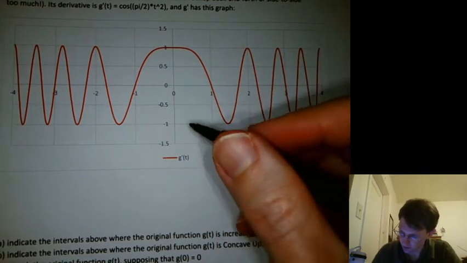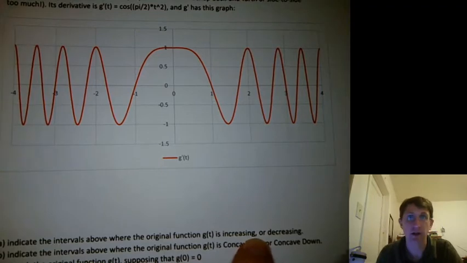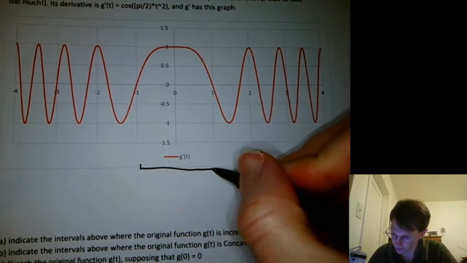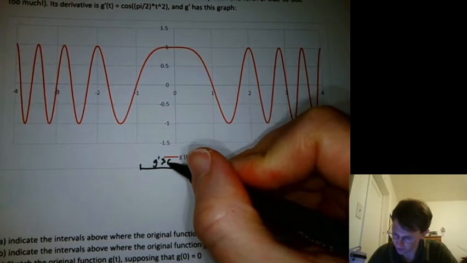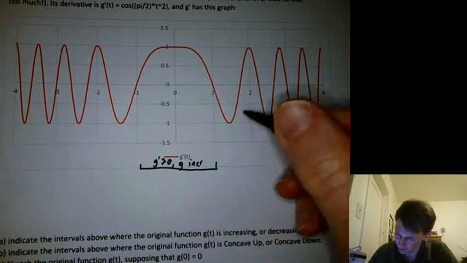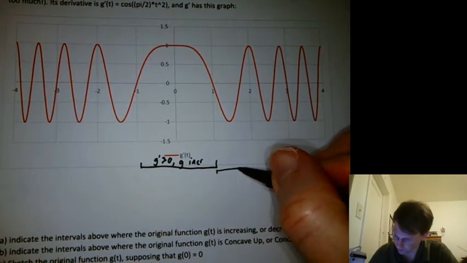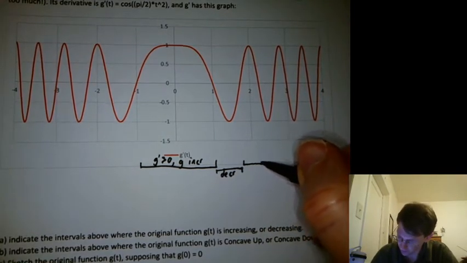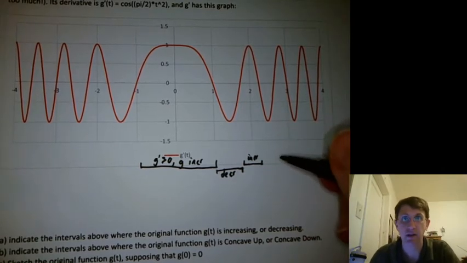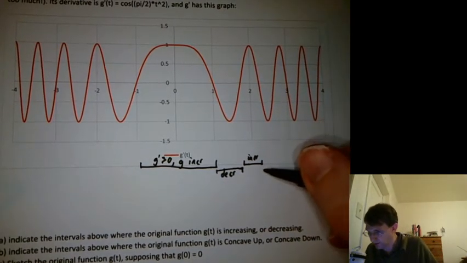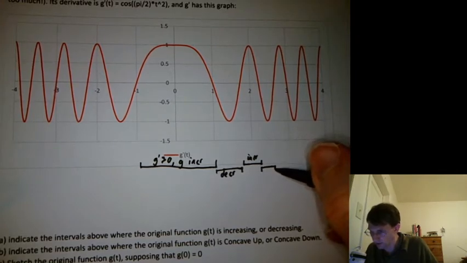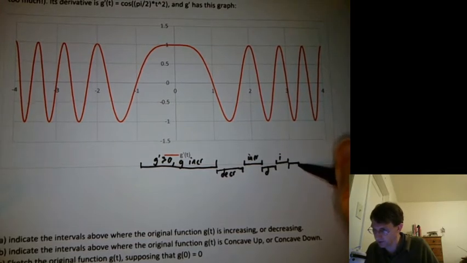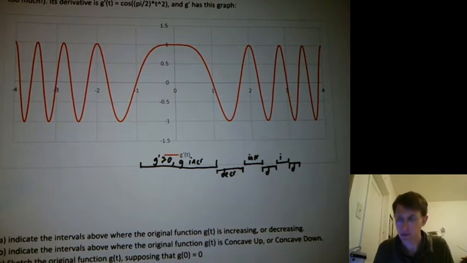So what can we say? G is increasing where g prime is positive. So that's from here over to here. G prime positive, g increasing. And then from here to there, there's not much room, so I'll just write decreasing and then increasing. And then it's getting harder to eyeball from there to there, decreasing from there to there, increasing. And that wavelength is getting shorter and shorter.